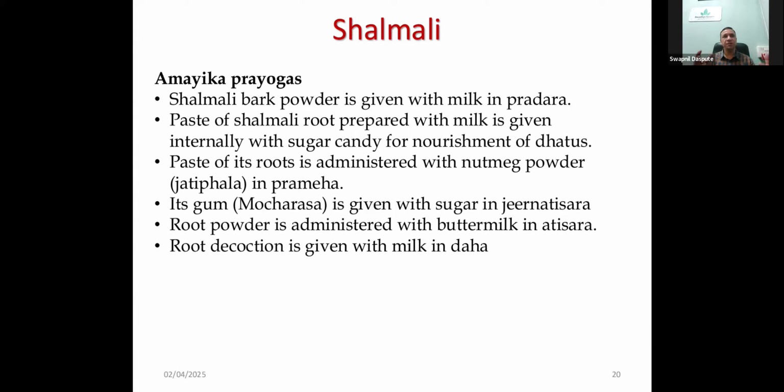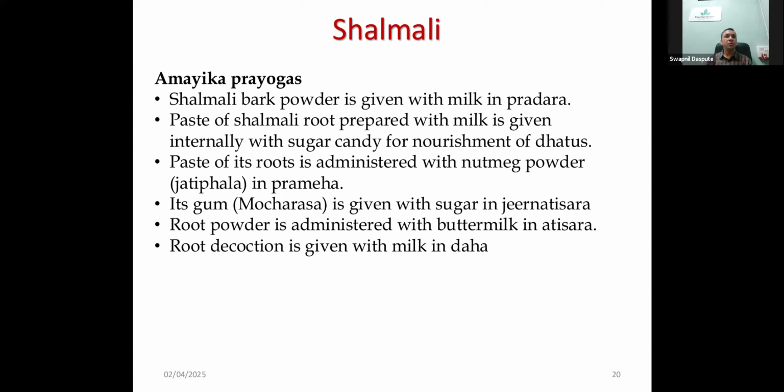Now, when we say paste of Shalmali root, if it is fresh, it is better. Or else if a dried form of the root is available, then it can be made into a powder with the milk and consumed. Paste of its roots is administered with nutmeg powder. Nutmeg is Jatiphala, in Prameha. Paste of its root is administered with nutmeg powder in Prameha.